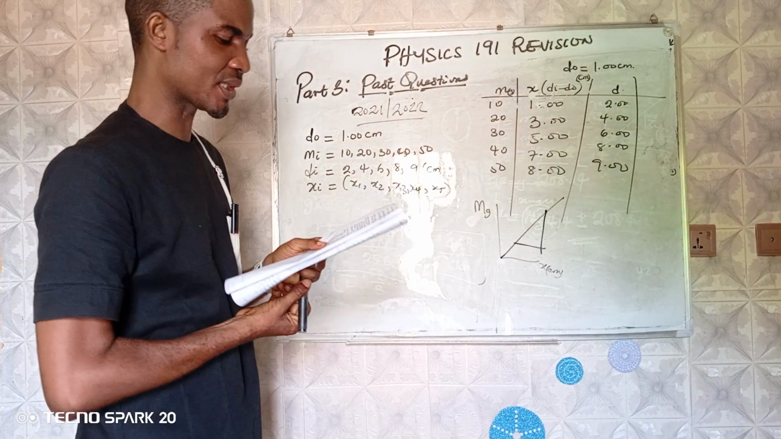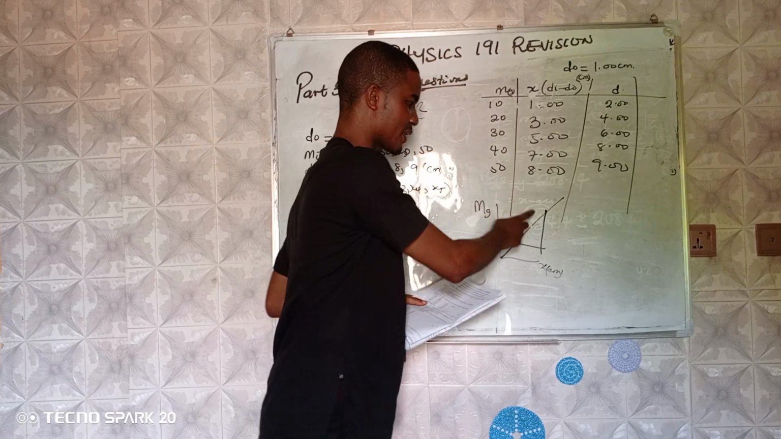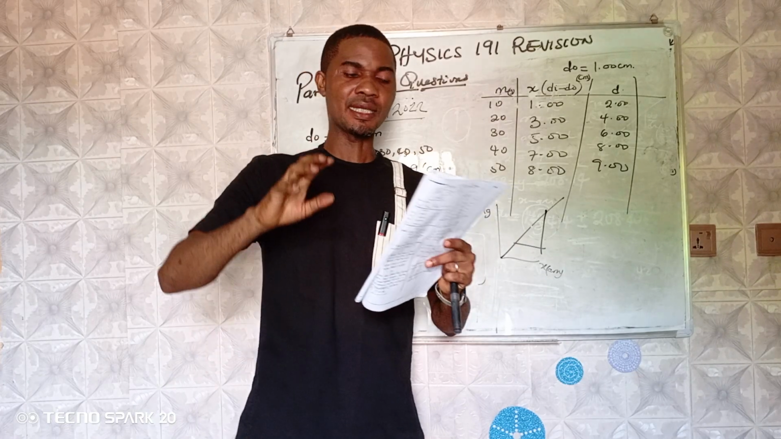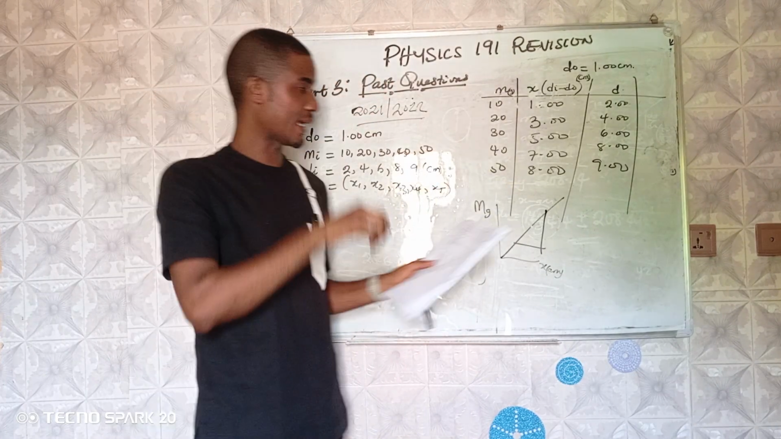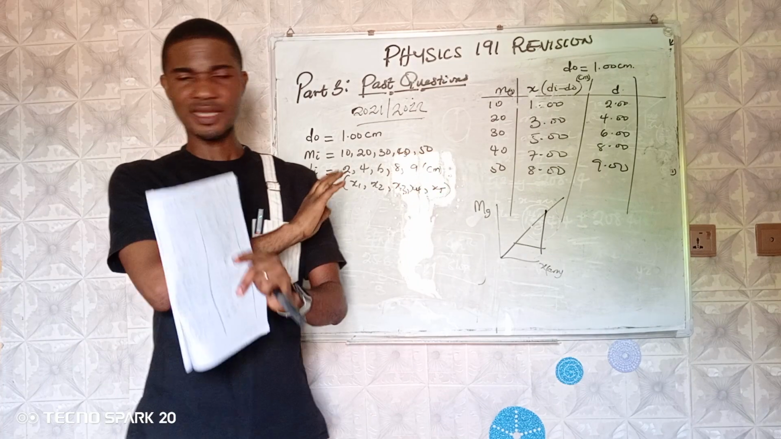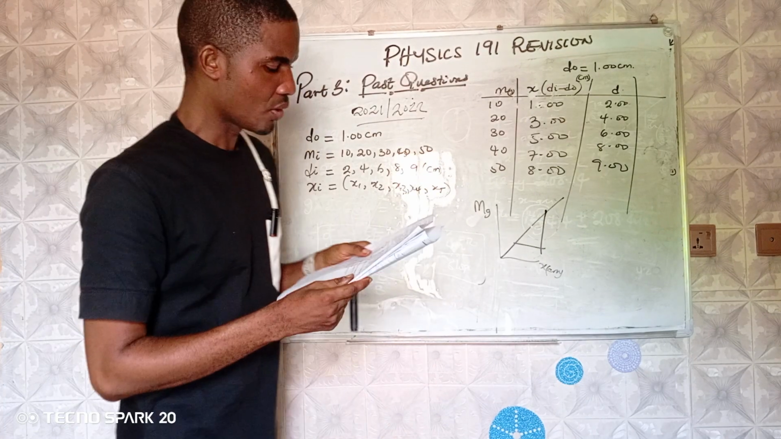What is the physical interpretation of the slope? It is always acceleration due to gravity. And listen, the physical interpretation of this slope is acceleration due to gravity. Okay.